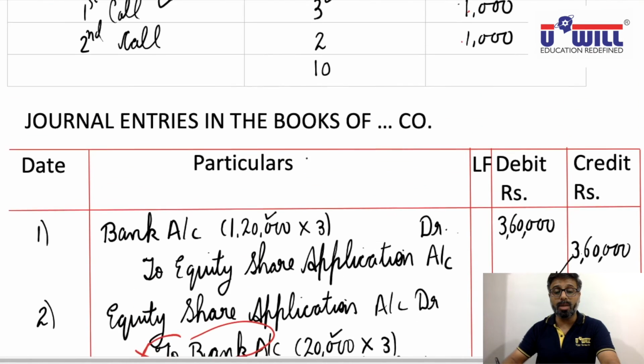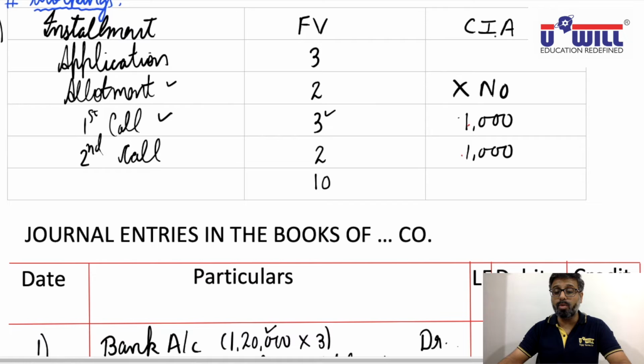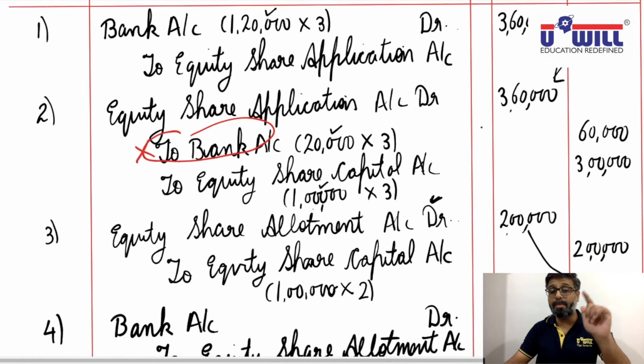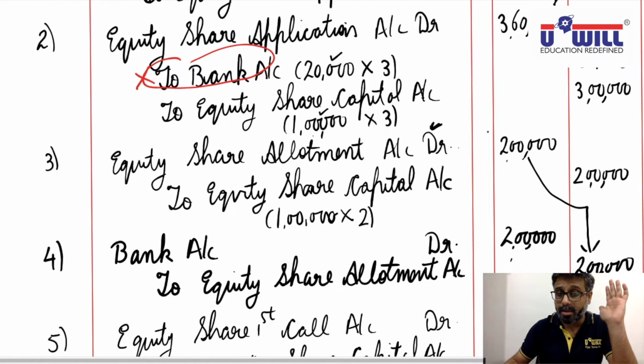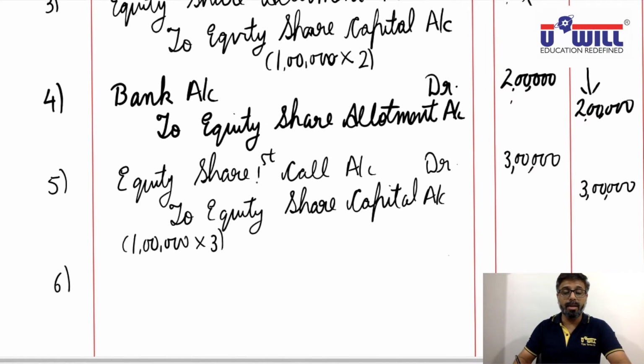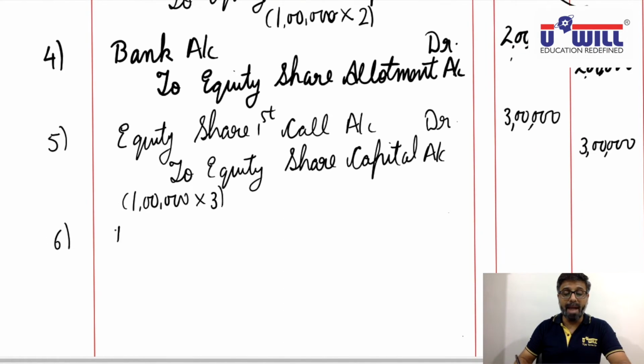All of you look at the workings. In first call, do we have calls in arrears? Yes, in first call we do have calls in arrears. So will we pass a single entry or combined entry? Calls in arrears are there, so combined entry. What combined entry? Bank is the receiver, debit the receiver. So bank account debit with the money received.